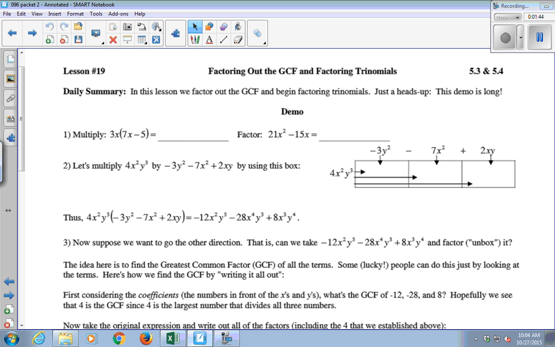All right, so let's take a look at lesson 19. We're going to be factoring today. Before we start, I'm just going to tell you that factoring is creating a multiplication problem. It's taking whatever I give you and rewriting it as a multiplication problem. So let's see here. If I give you a multiplication problem of 3x times 7x minus 5, what do you get when you multiply those together?